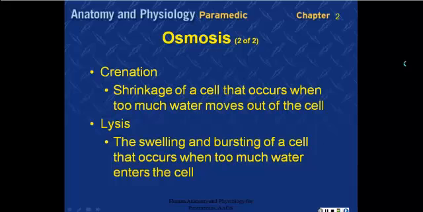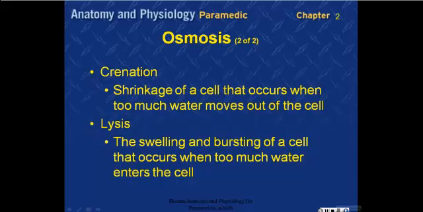Crenation is a term which refers to the shrinkage of a cell that occurs when too much water moves out of the cell. That would be when a cell is in an atmosphere that has a high concentration of a solute. Water moves out of the cell to try to equalize the concentration and causes the cell to shrink. Lysis is the swelling and bursting of a cell that occurs when too much water enters in. This can occur when the atmosphere outside the cell has an extremely low solute content. Let me see if I can help illustrate this for you a little bit better.